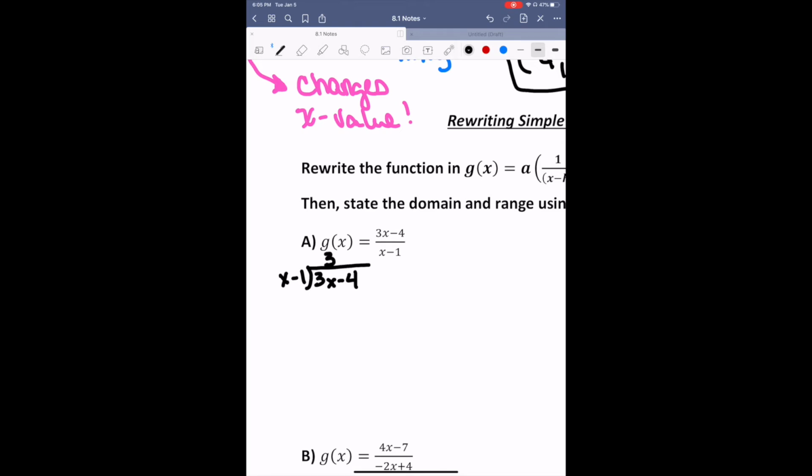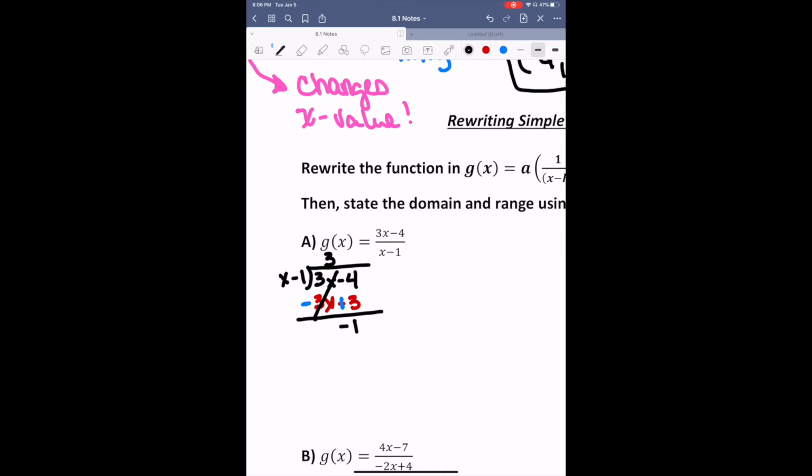And then we take that value and we multiply it by the entire expression. So we're going to multiply 3 times x minus 1, which gives us 3x minus 3. Then we flip our signs because we subtract the whole thing. So 3x becomes negative, negative 3 becomes positive, and we perform the operation. 3x minus 3x is 0, cancels out. Negative 4 plus 3 gives us negative 1.